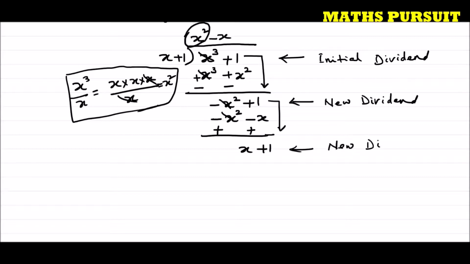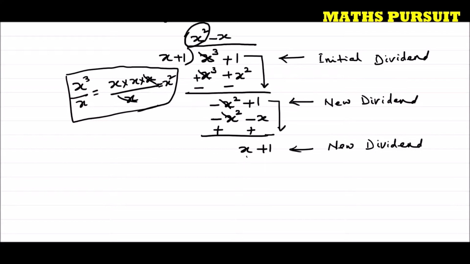Now guys, one more question would be coming to your mind: when will we end this division process? This is again very simple. We will end this division process when this new dividend is less than the divisor. That means less than this particular divisor. When this new dividend is less than this divisor, we will end our division.